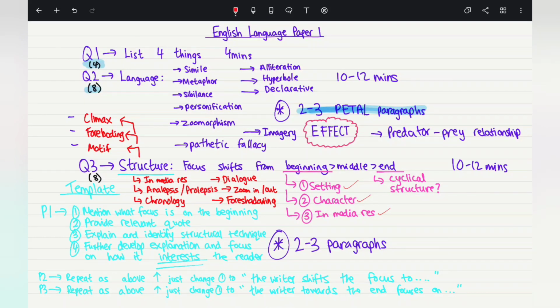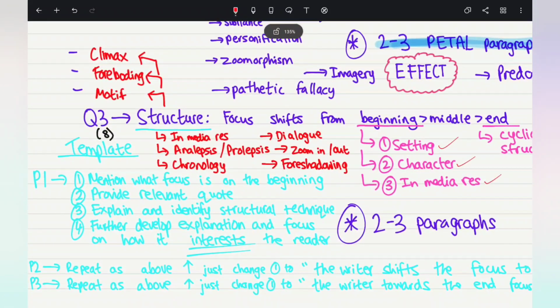Now, in terms of timing, you should spend around 10 to 12 minutes on this question. It is only 8 marks, so you should be working through it quite quickly. So I do have a template here, in turquoise here, that you can follow. Something so simple but effective in answering the question.